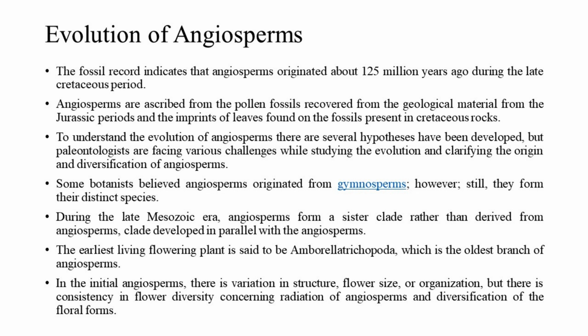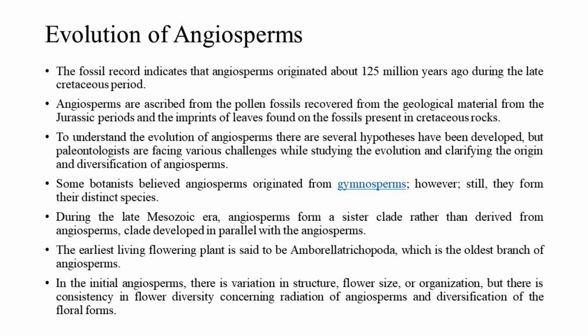Angiosperms are ascribed from the pollen fossils recovered from geological material from the Jurassic period and the imprints of leaves found on the fossils present in Cretaceous rocks. To understand the evolution of angiosperms, several hypotheses have been developed, but paleontologists are facing various challenges while studying the evolution and clarifying the origin and diversification of angiosperms.